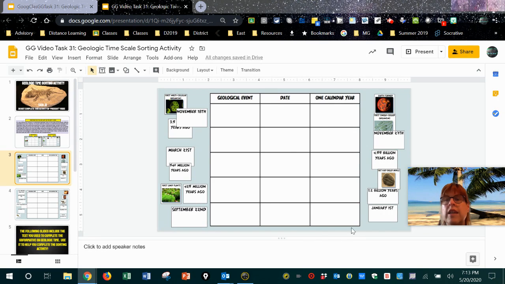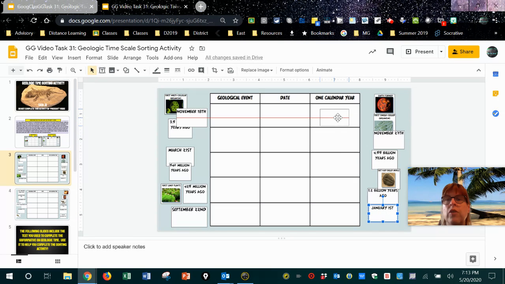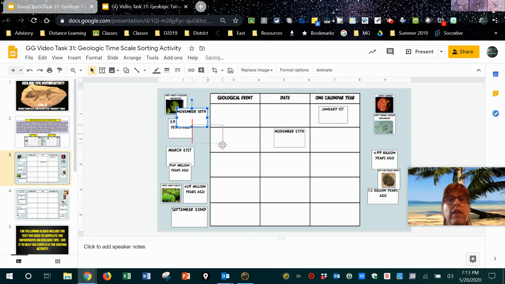So which of these dates would be the beginning of the calendar? So right here, January 1st. So you move that there. So this is the beginning of the calendar year. And then I kind of just want to do the date. So I have this date here, November 27th. I've got November 18th. I've got March.